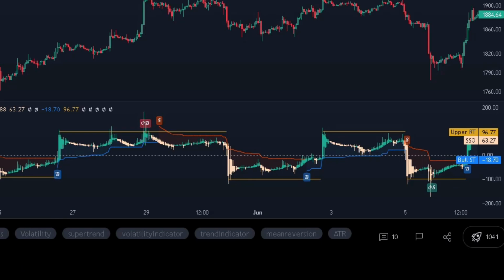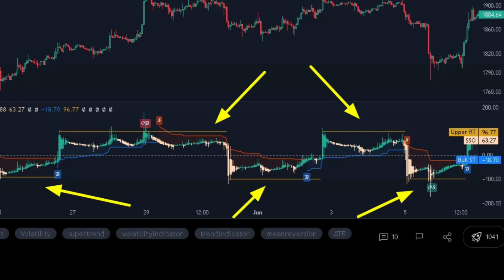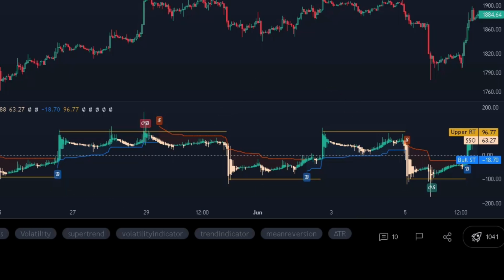Now, let's dive in. Firstly, let's understand the foundation of our discussion. The SuperTrend indicator is calculated based on the average true range, or ATR, and a multiplier. This indicator identifies trend directions by placing a line above or below the price. In an uptrend, the line is below the price, and in a downtrend, it's above the price.